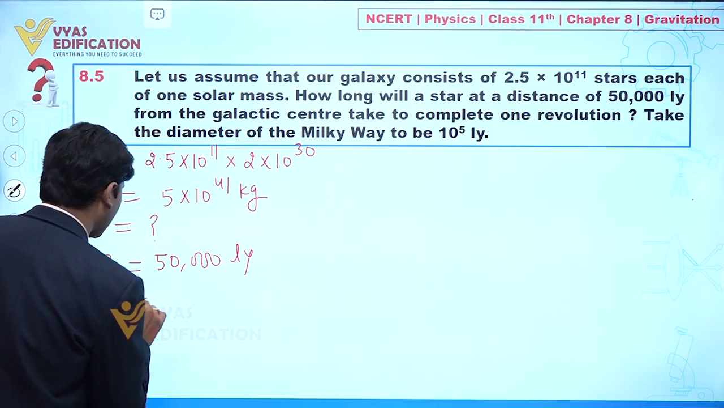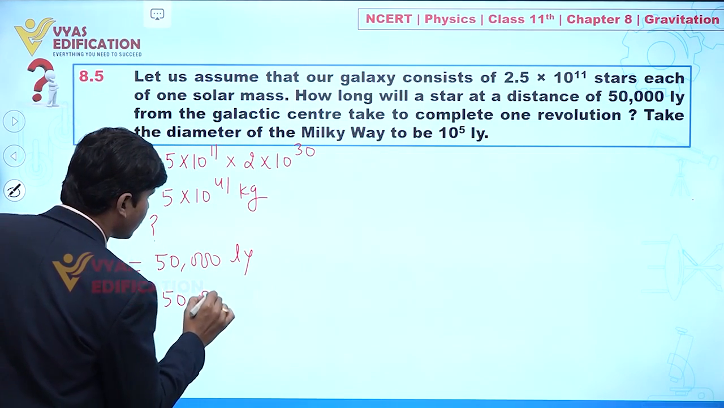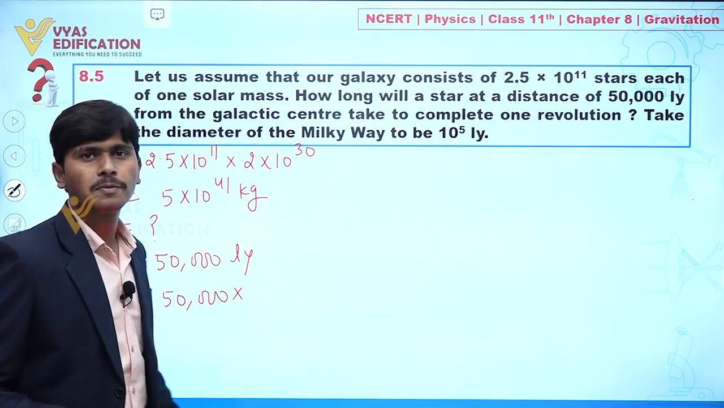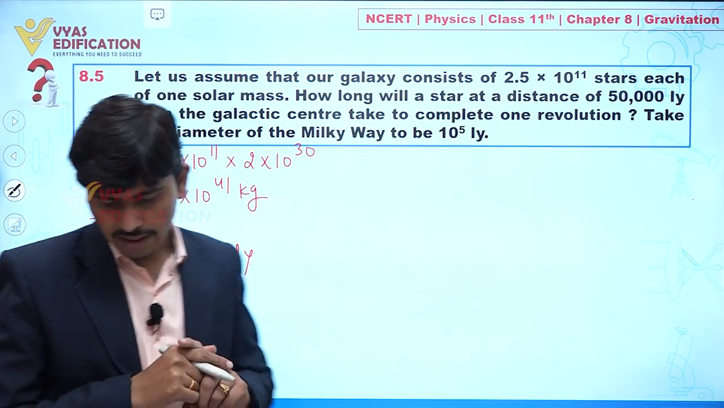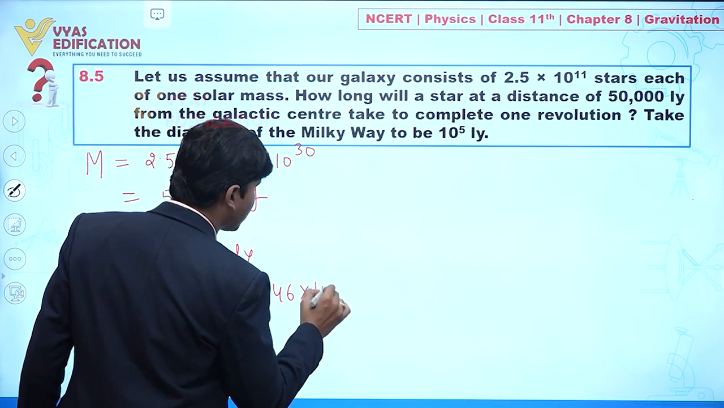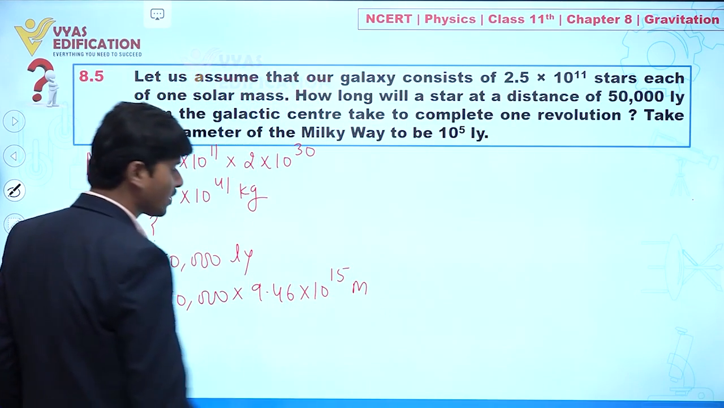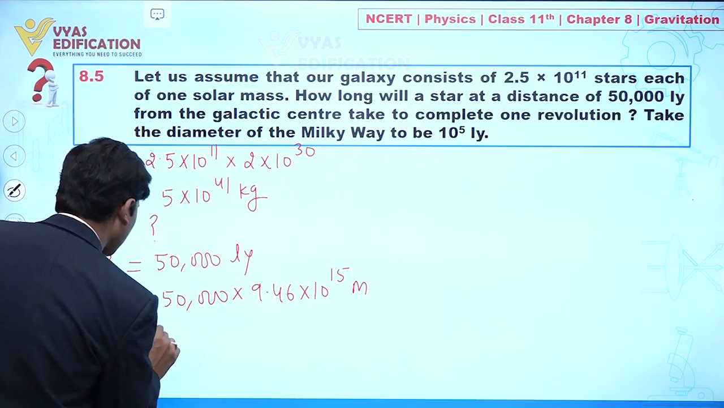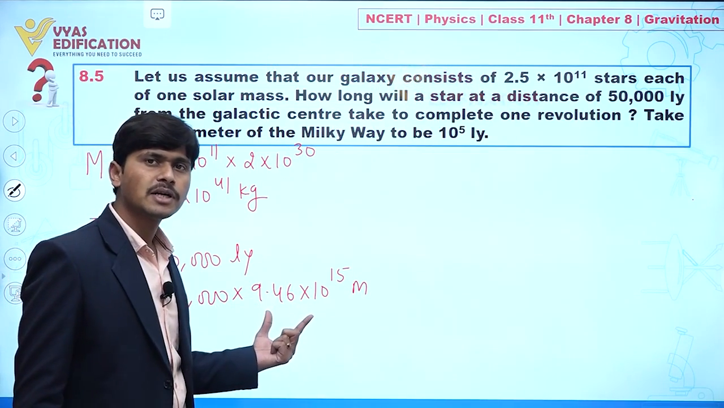50,000 light years. Now 1 light year, this is equal to what? Do you know the value of 1 light year? Yes, this is 9.46 into 10 to the power 15 meter. So now from here, you can take this approximately as 9.5.